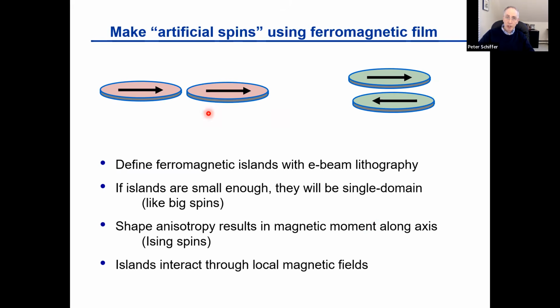magnetization, and you put them close to each other, they will interact. And if you make them small enough, they'll be single domain, just like I've got drawn here, and they'll effectively act like big spins. And if you make them elongated, the moment will be along the long axis. And if you line them up like this, then they'll have a ferromagnetic interaction. If you put them next to each other like this, they'll have an anti-ferromagnetic interaction. And so this is a nice way to create a model system in which to study frustration.